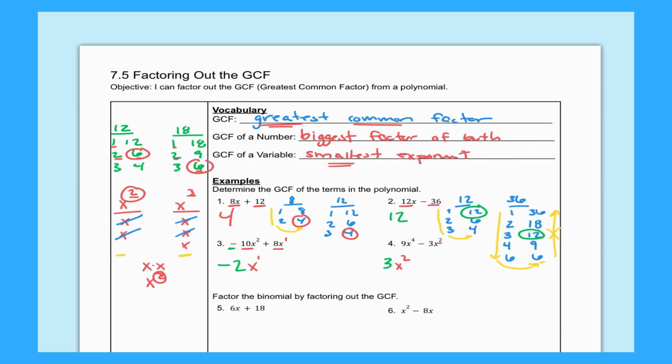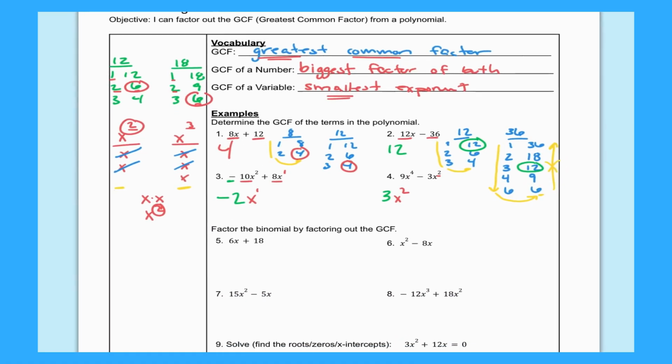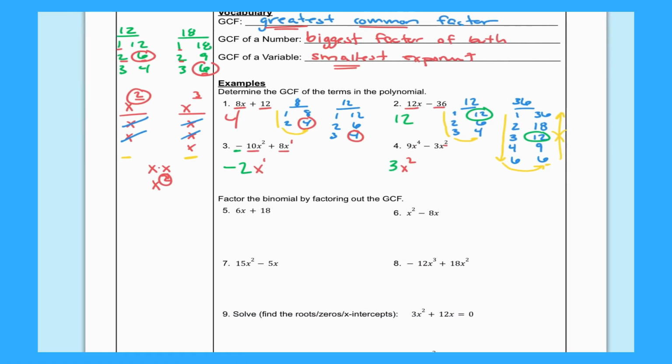Okay, so once we can find the greatest common factor, then the next step is to actually finish factoring the problem. So let's look at number 5. Again, we're going to find the greatest common factor between these two terms. The biggest number I can divide them both by would be 6. I'm going to write that down here.